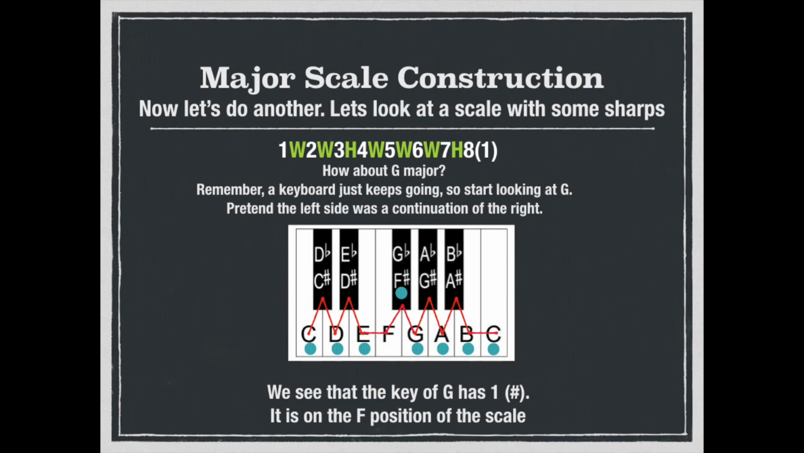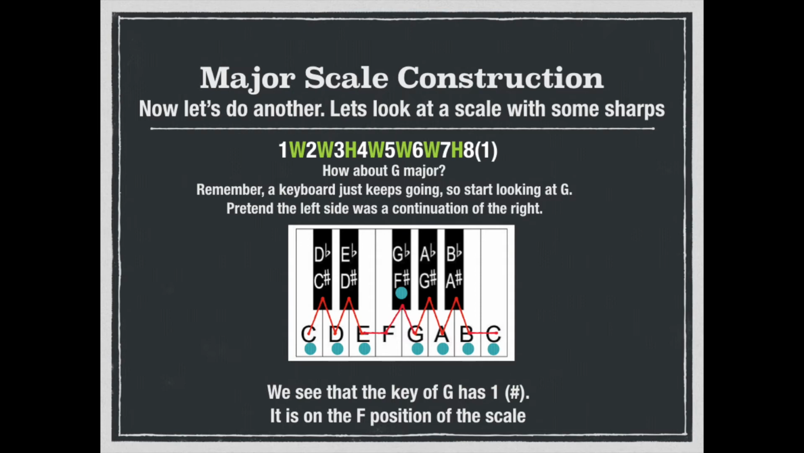Let's do another, looking at a scale with some sharps. We used D, which has some sharps, but we'll actually look at a complete scale. And remember that a keyboard, from left to right, right to left, just keeps going. And so when you see this one, start at G and pretend that the C on the left is a continuation of the C on the right. So how about G major?